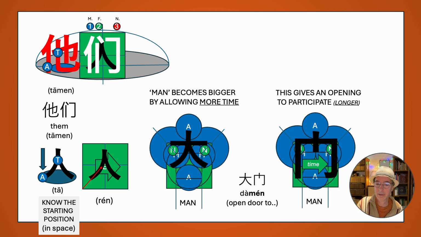Da men then means to open the door to whatever. So you see already, it's not just bigger, it's just a bigger opportunity to, as you can see it. It's in that way also used. And man also will become bigger, or will enlarge itself by allowing itself more time in the process, more time to participate. That's more. So it gives this longer time to participate, and that it needs to open the doors.